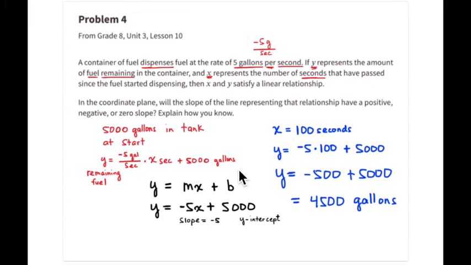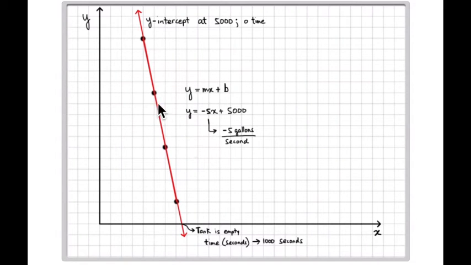plus 5,000. So now if we graph this, the y-intercept is going to be at 5,000 gallons, and the slope is a negative 5 gallons per second. So if we draw a negative slope, where does it cross the x-axis?